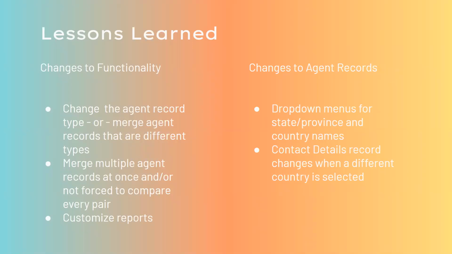In terms of how the agent records are formed, I wish the contact details subrecord had drop-down menus for the state and country fields. I found myself misspelling state names from time to time just by a slip of a keystroke. We also deal with international donors and sellers, and I found it tricky to enter their address in the fields clearly designed with the US context in mind. I wish that if there were a drop-down and I changed it to a different country, the fields would also change to be more appropriate for how a given country structures their contact details.